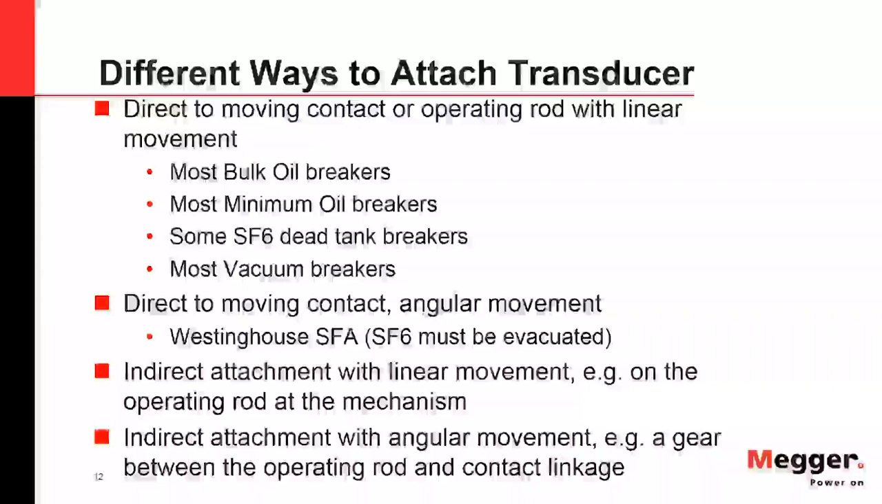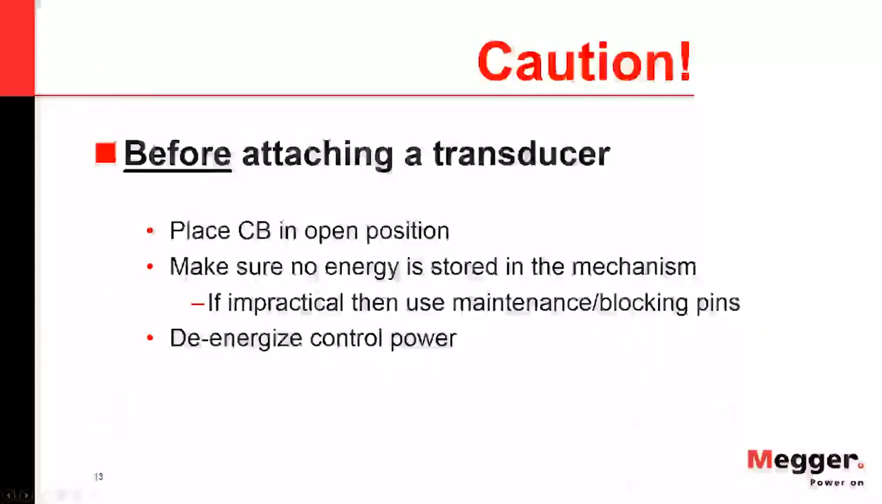And then you can also do this with an angular transducer, a rotary transducer, where you have an indirect attachment to get your angular movement, and you're putting on a gear or a spline or something between the operating rod and the linkage, and then converting it over with the conversion table.